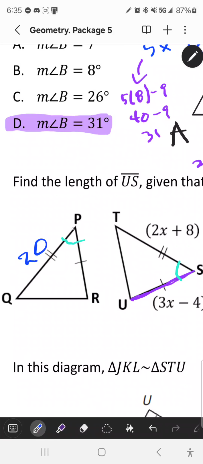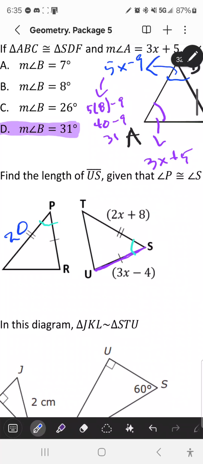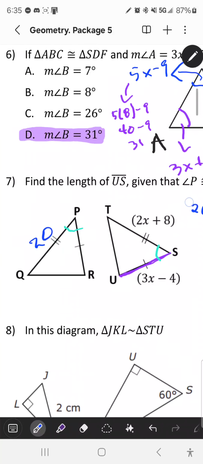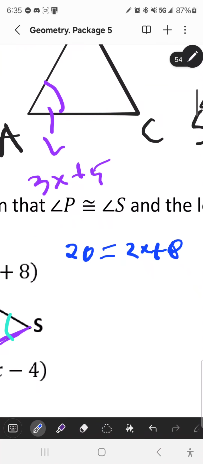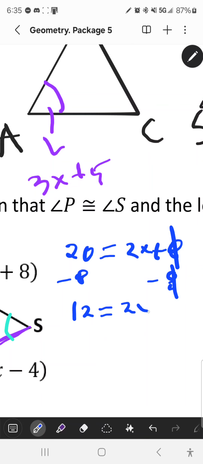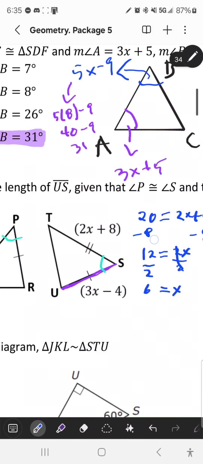The sides are equal. We can see that PQ is congruent to TS. So I can say that 20, the length of PQ, is going to be equal to 2x plus 8, which is the length of TS. So based on that, I can solve for x. So I subtract 8 from both sides. This cancels here, and 20 minus 8 is 12. So 12 equals 2x. And when I divide by 2, I get that x equals 6, because 12 divided by 2 is 6.